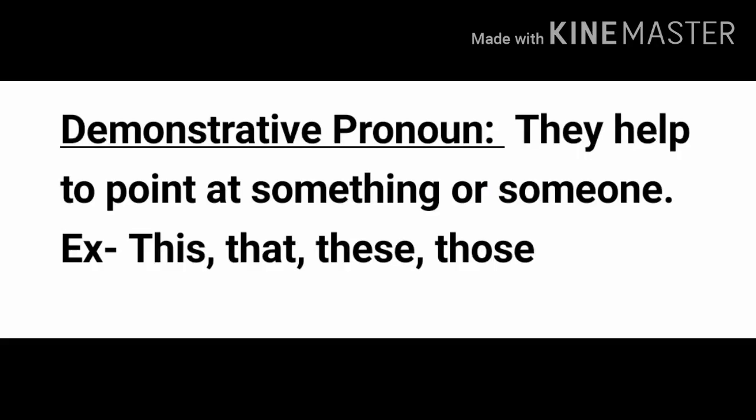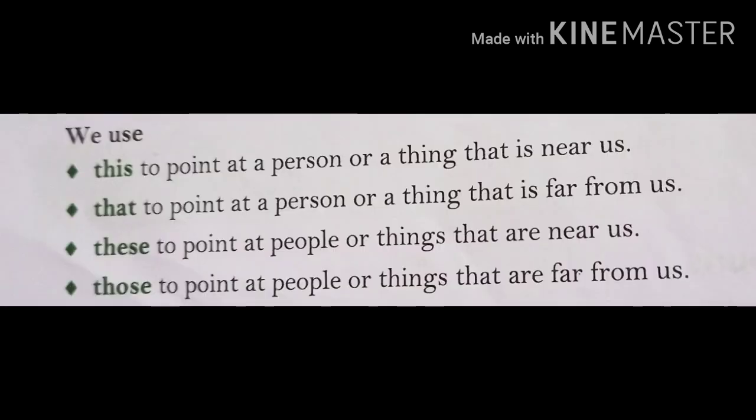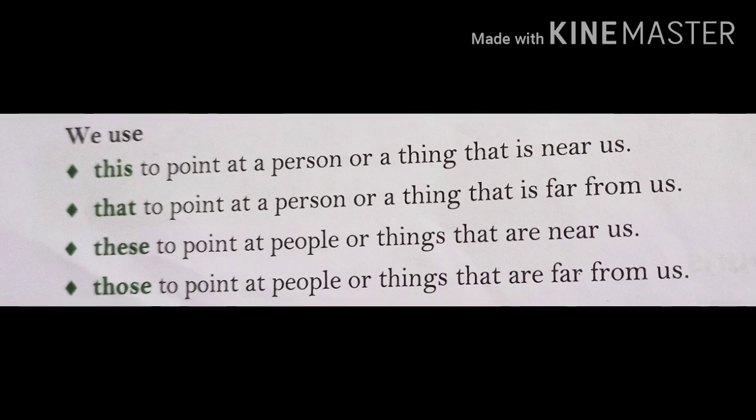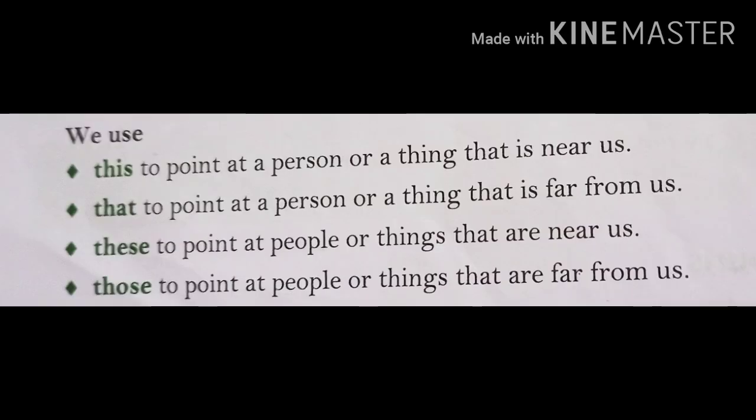As the name suggests, these pronouns indicate or point at something or someone. The examples are this, that, these, those. This is used to point at a person or a thing that is near us. For example, this is my chair. That is used to point at a person or a thing that is far from us. For example, that is Rashmi's house.